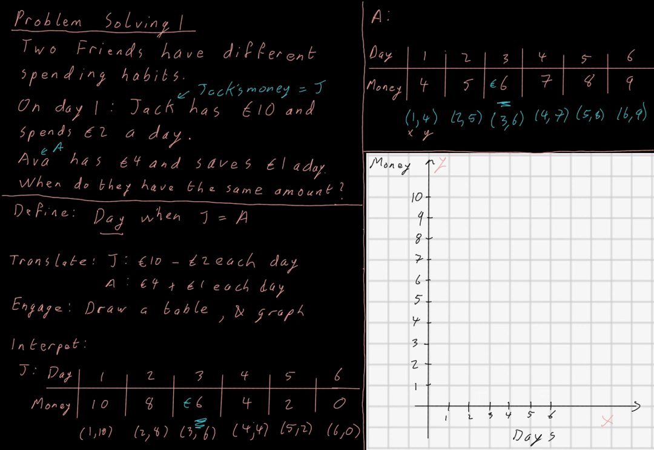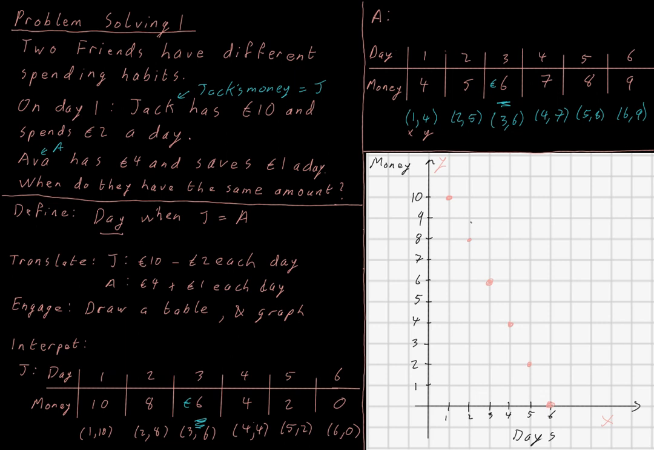So let's start with Jack. On day 1, he has €10. Always start at the origin at 0, 0. Day 1, €10. That's the first point for Jack. Day 2, €8. In the door 2, up the stairs 8. In the door 3, up the stairs 6. In the door 4, up the stairs 4. In the door 5, up the stairs 2. He only has €2 left, and then on day 6, he's in trouble. He's got no money left.